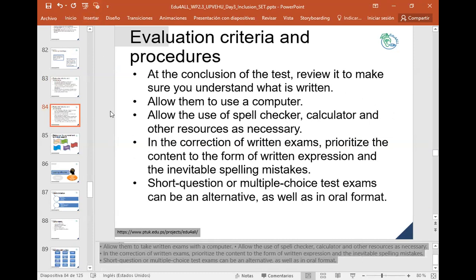At the conclusion of the test, review it to make sure you can understand what is written, or for any doubt that the student needs to clarify. Allow them to take written exams with a computer. Allow the use of spell checker, calculator, and other resources as necessary. In the correction of written exams, prioritize the content to the form of written expression and the inevitable spelling mistakes. Short question or multiple choice test exams can be an alternative, as well as in oral format.